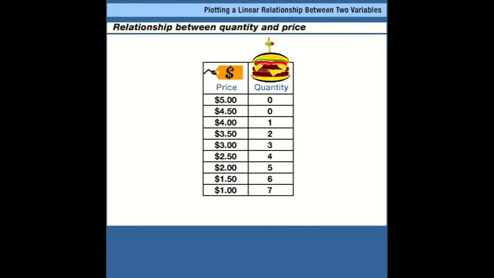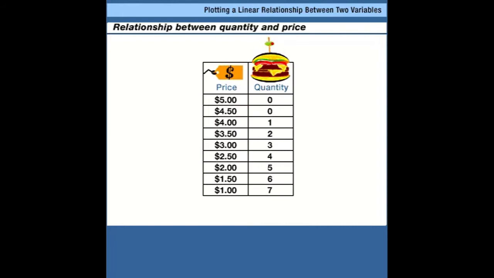When the price of hamburgers is $5, Bob doesn't buy any. They are too expensive. Even if the price drops down to $4.50 per hamburger, Bob still doesn't buy any hamburgers. If the price drops down to $4 per hamburger, Bob decides to treat himself to one hamburger a week. If the price falls to $3.50, Bob buys 2 hamburgers each week, and so forth. Every time the price of hamburgers drops by 50 cents, Bob decides to buy one more hamburger per week. And finally, if hamburgers drop down to a price of $1 a piece, Bob buys one every day. That is 7 hamburgers per week.